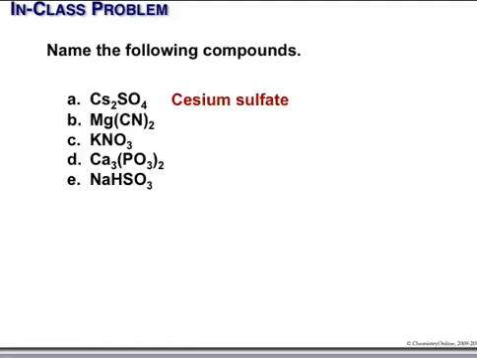Magnesium is a group 2 metal. It will form a +2 ion. CN is cyanide, -1. We have 2 of them, but no multipliers. Simply magnesium cyanide. NO3, we'll never forget NO3. We did it in class. That's nitrate. K is potassium.